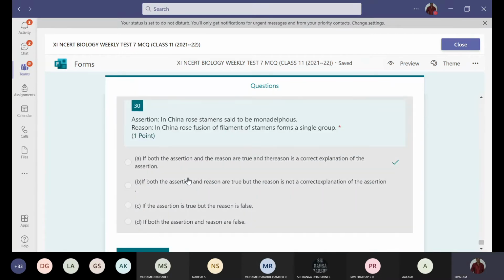And next question. Assertion: in China rose, stamens are said to be monoadelphous. China rose means hibiscus. In hibiscus, we'll find monoadelphous stamens. That means the stamens are fused to form a single unit. That's why we call it monoadelphous. In China rose, a fusion of filaments of the stamens forms a single group. As it is present as a single group, we call it monoadelphous. So assertion is correct, reason is correct, and the reason is the correct explanation of the assertion.